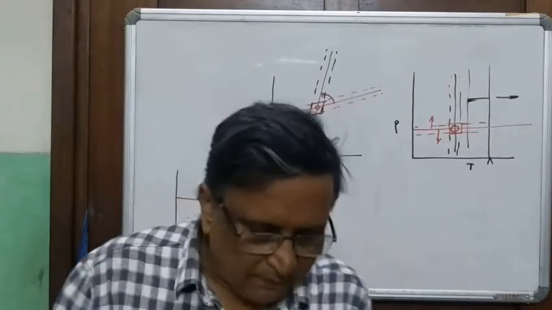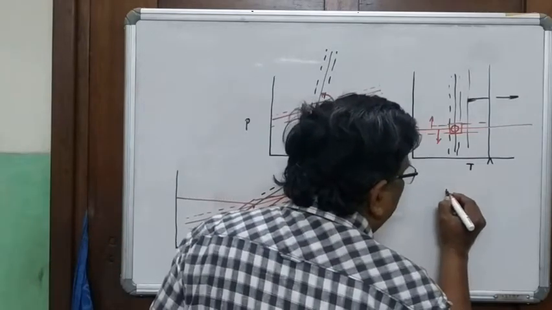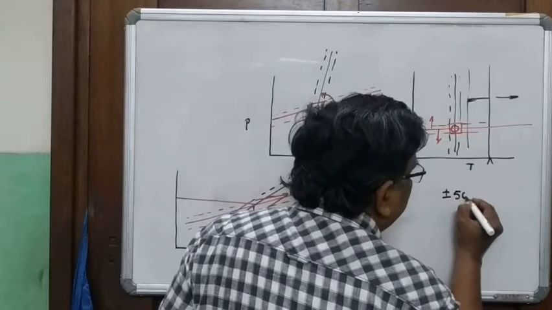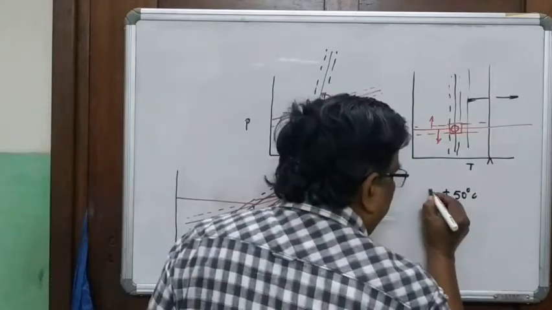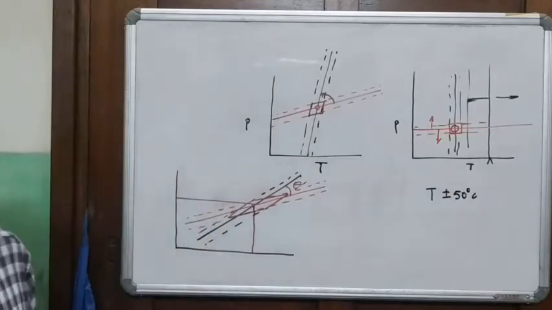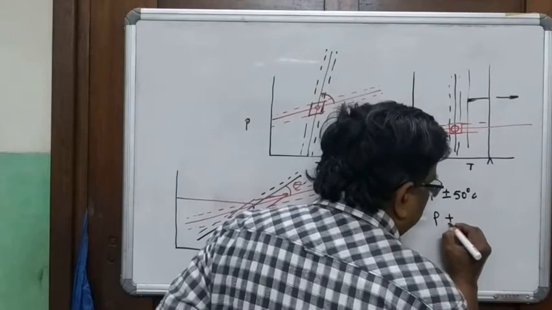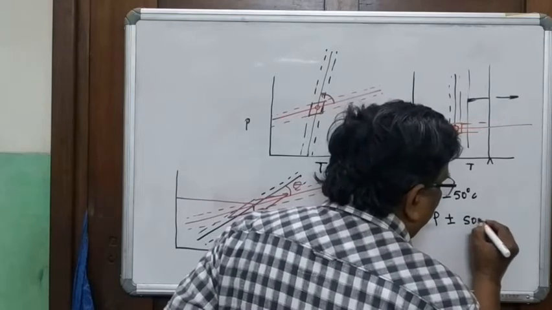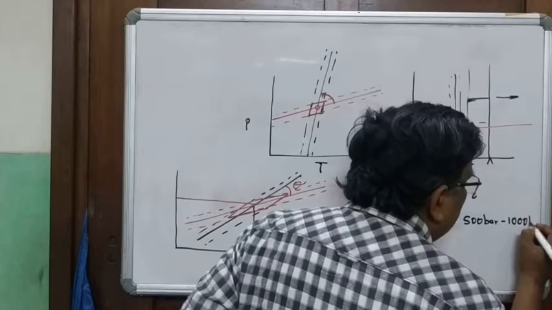Right? So normally, temperatures have errors of plus minus 50 degrees centigrade. That is the error on temperature generally. Error on temperature is plus minus 50 degrees centigrade. And error on pressure, plus minus, varies from 500 bars to 1000 bars.